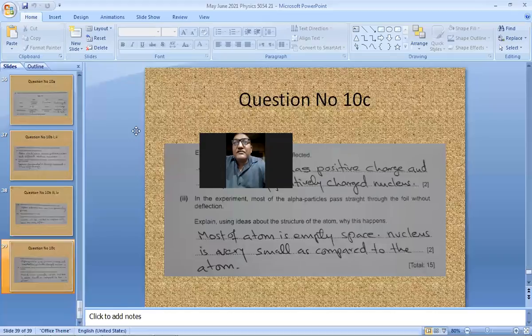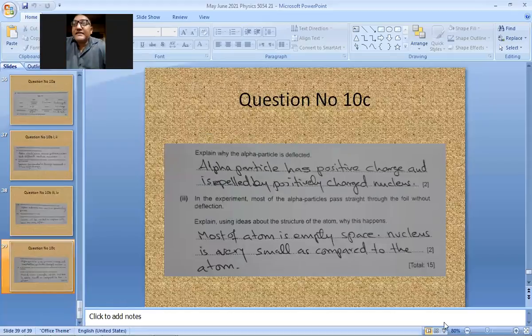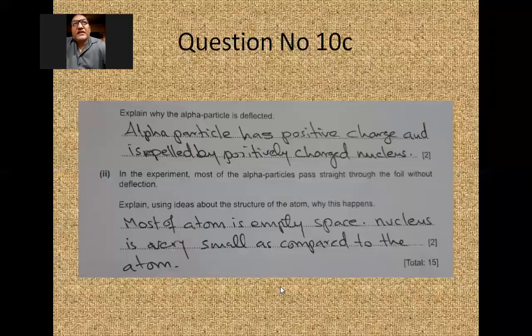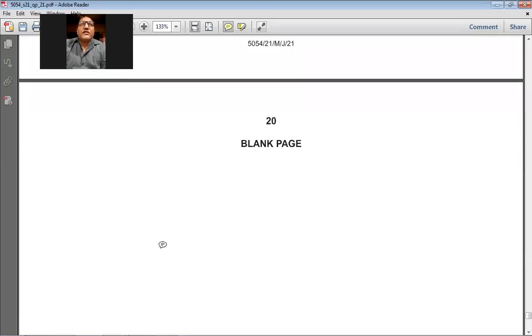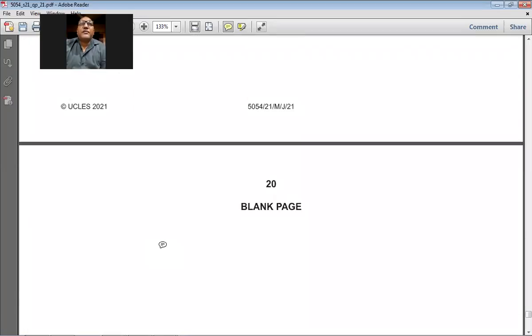So let me show you my answer. Most of the atom is empty space. The nucleus is very small as compared to the atom. That's why most alpha particles went straight. So, my dear students, we are done with question number 10, and by doing this, we have reached the end of the paper.